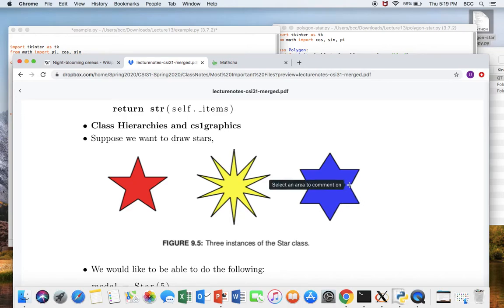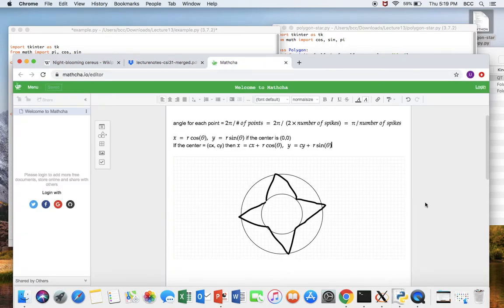All right. So now we want to figure out a list of points here. So I have a small diagram here. If I have a 4 spiked star, it has 8 points, right? Starting from here, 1, 2, 3, 4, 5, 6, 7, 8.